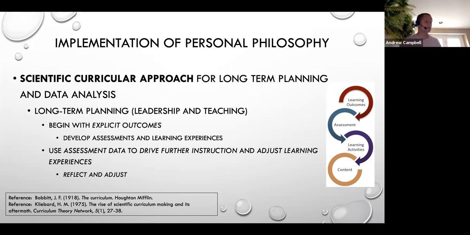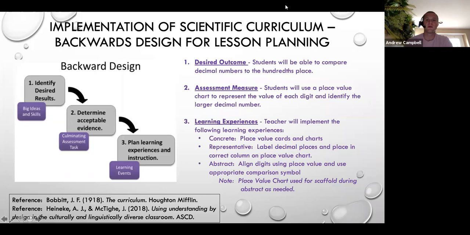Not only does this hold true with the scientific curricular approach to planning a specific lesson as indicated, but it can also be translated to other aspects. One thing specifically for the idea of data analysis is using the backwards design for this. I'm sorry, this is specific with our lesson planning. So again, I'm not going to read this exact example, but I'll just give a brief overview. So we look at the three key components: the desired outcome, the assessment measure, and the learning experiences.